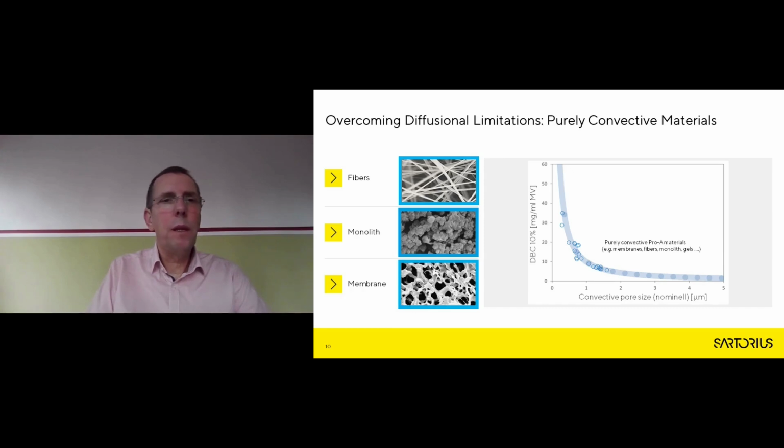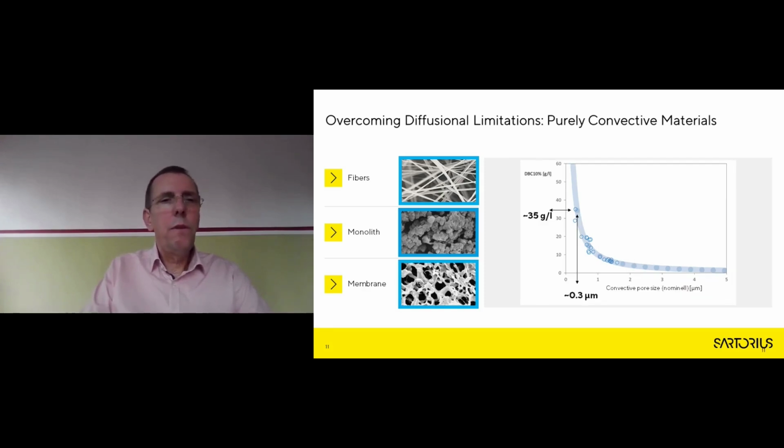Independent of the material type, may it be membrane, fibrous, or monoliths, we can see the expected tendency. In order to achieve higher binding capacity, the material will need to exhibit a reduced nominal pore size in order to increase the specific inner surface area of the material.